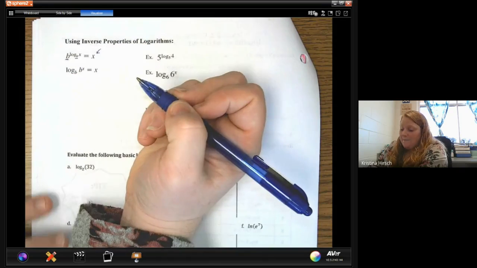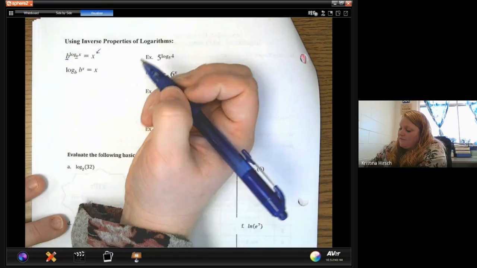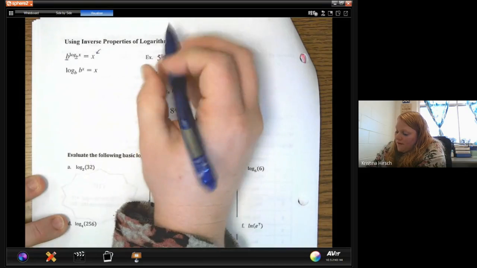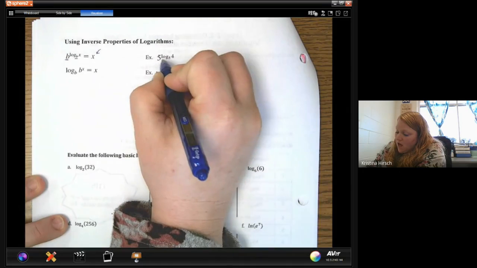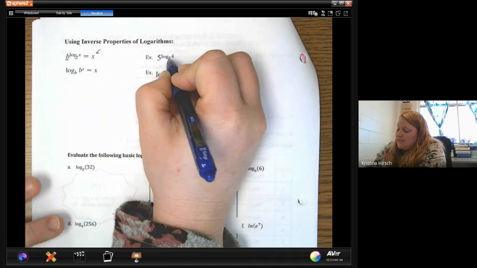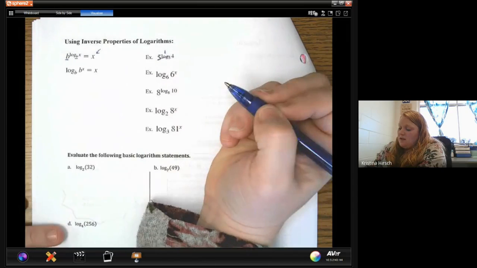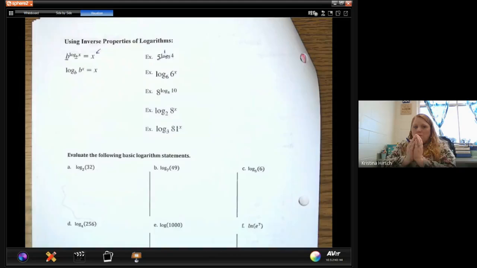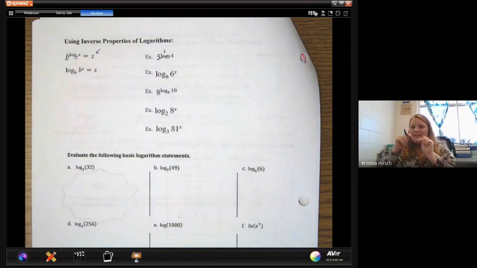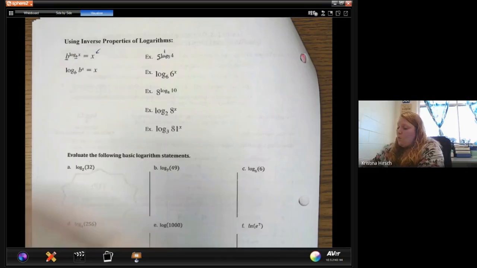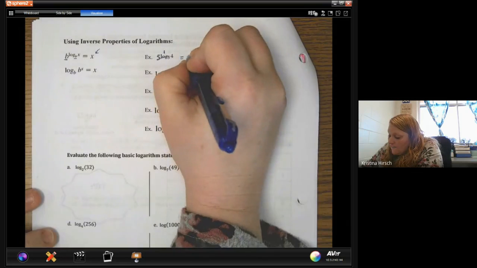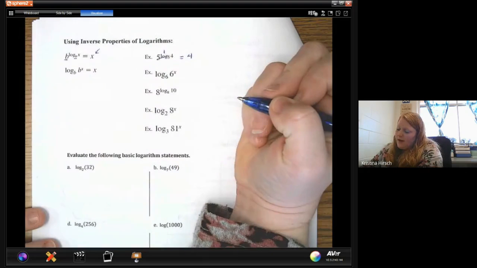All right, so what that means is if I have this right here, this first example, 5 raised to the log base 5, then essentially that is 1. All right, so the property, if you have a number raised to a log with the base of that same number, then it's 1. All right, and then 1 times 4 is 4. Okay.